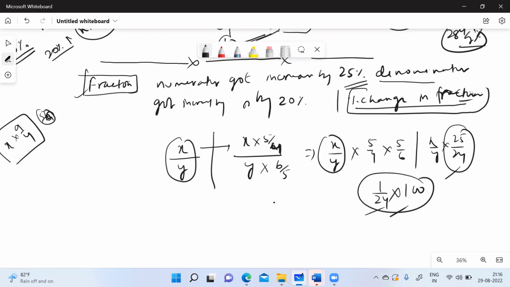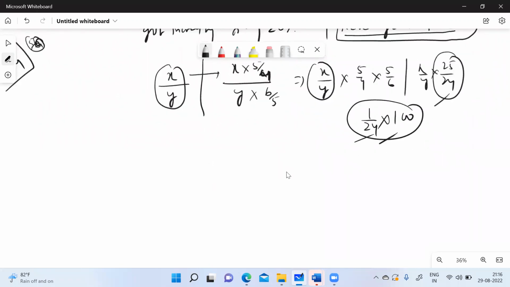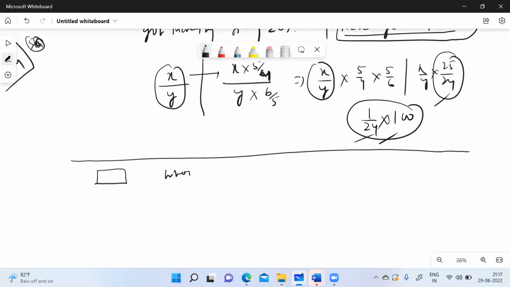So like we were keeping x by y intact. This particular method, or not method, this particular thought process and concept will help you at many places. Like one more example I'll give you. So there is a rectangle. एक rectangle है whose length got increased by 33 1/3%.